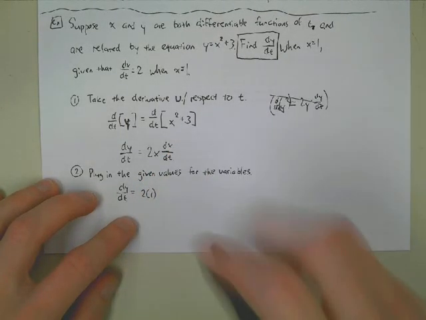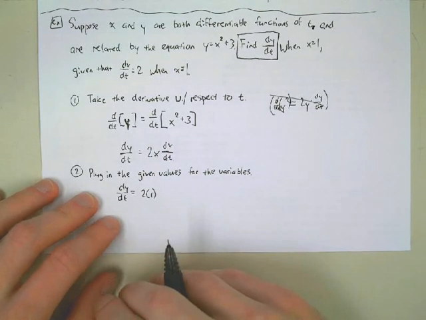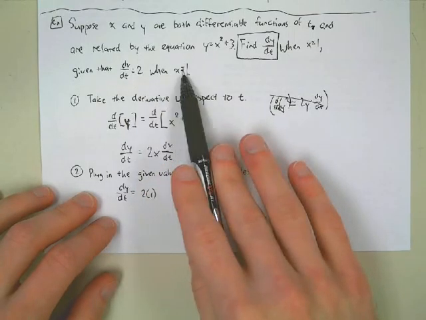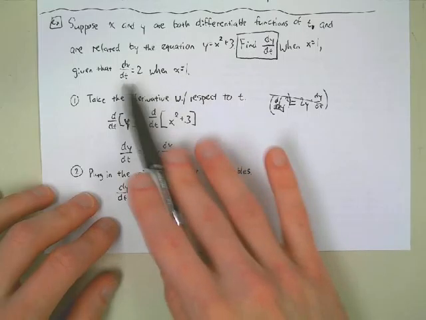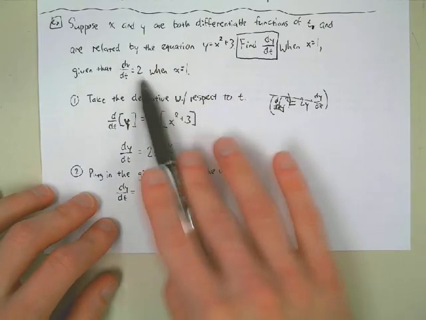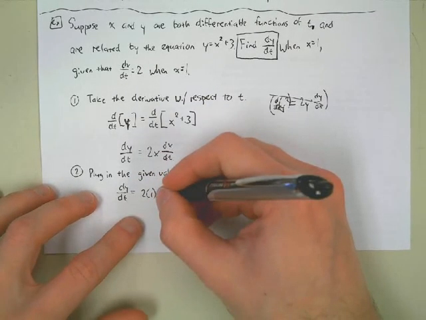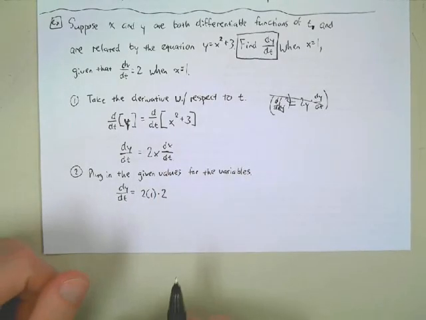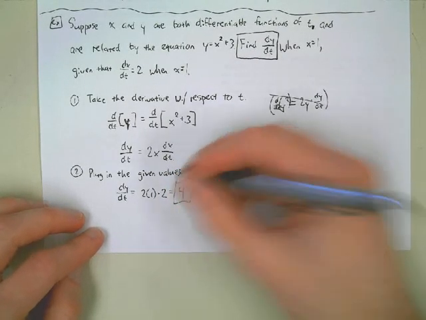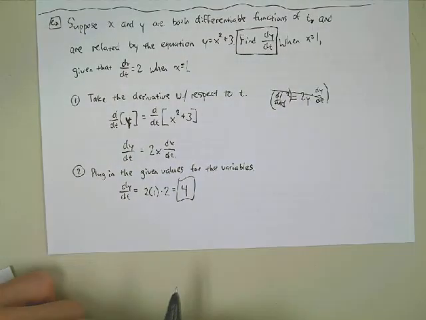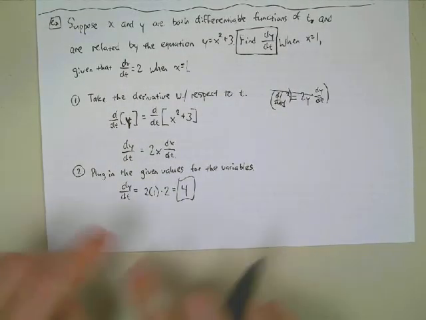And then what's dx/dt? 2. Yeah, so when x is 1, the rate of change of x at that instant, we need that piece of information. At the instant when x is 1, the rate of change is 2. So it's times 2. And so the answer is 4. dy/dt is 4 in this situation. So the rate of change of y with respect to time is 4.